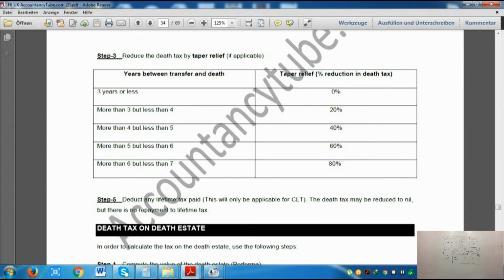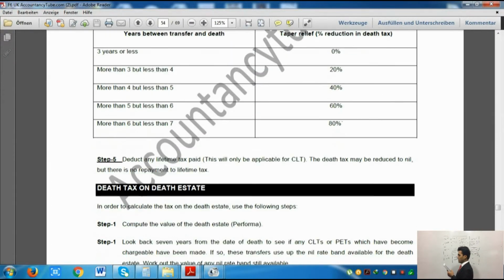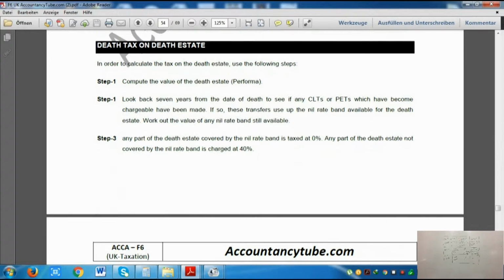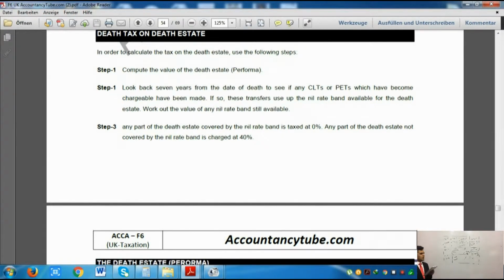Then it says look back 7 years from the date of death to see if any CLTs or PETs which have become chargeable have been made. If so, then these transfers use up the nil rate band available for the death estate. We'll have to consider how much of the nil rate band is used. If there is any left, then we'll have to consider that. There isn't any special nil rate band for the death estate. The only nil rate band available on death, we will use the same thing, which in most cases is already used.